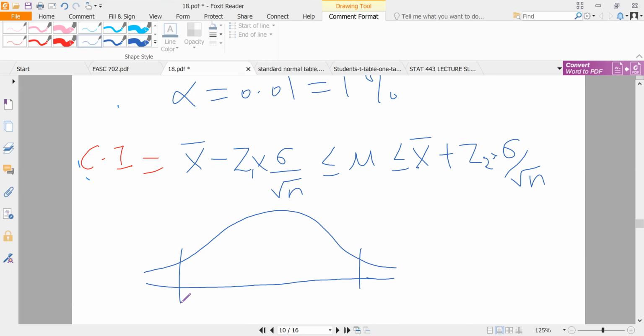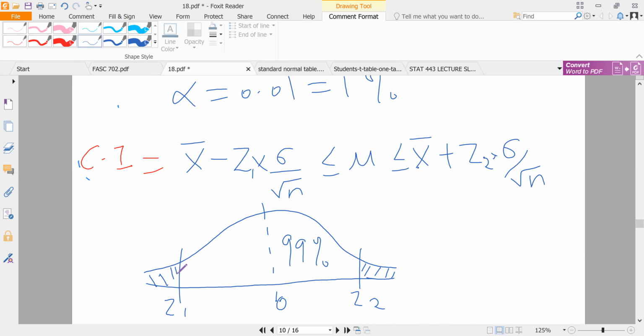This is not perfect because it's a sketch. It's not a perfect illustration, but it's symmetrical about this point. Now, alpha is the level of significance. So it means that in here, it's 99% of the probabilities. And then these regions here will share the spoils.